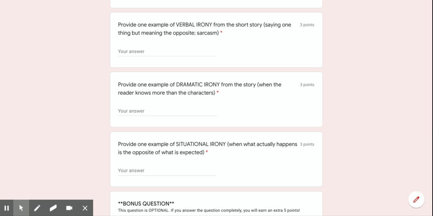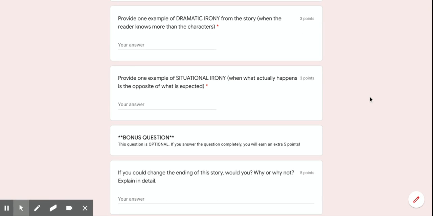All right, second one. Provide one example of dramatic irony from the story. So that's when the reader knows more than the characters. So give me one example of something that we knew, but the police did not know. And then the last one, provide one example of situational irony. So that's when what actually happens is the opposite of what we expect. So what was something, I'll give you a hint, think about the weapon, okay? What was ironic about the weapon?